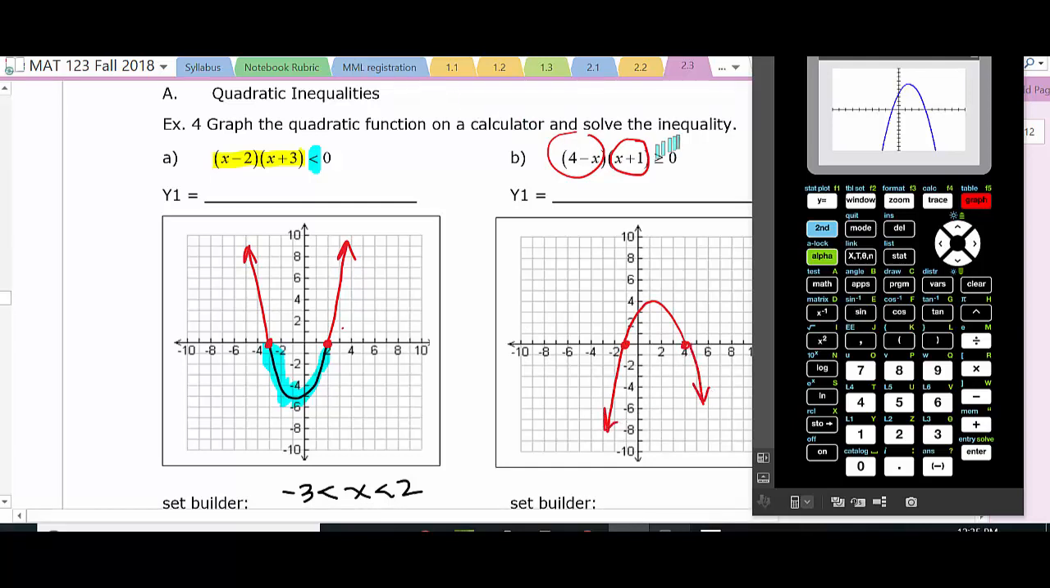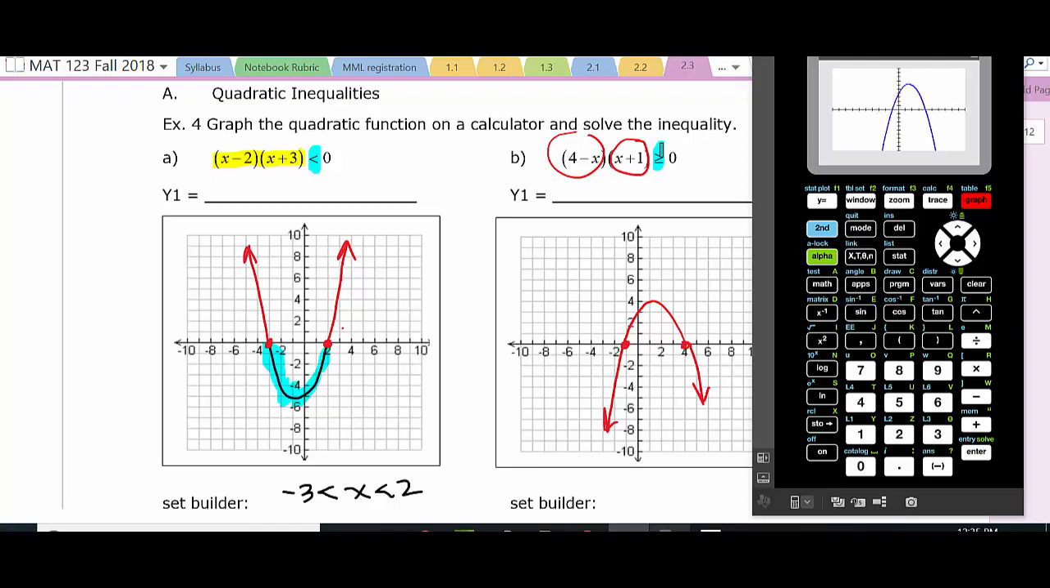Now this one, if you understand what I did on the last problem, what are you looking for now? If I'm asking where it's greater than 0, am I looking above the x-axis or below it? Above. So what would be the answer? Where is that graph above the x-axis? From where to where? Yeah, from here, which was -1, and this is 4.